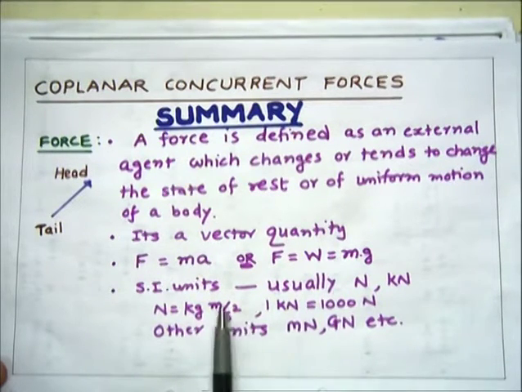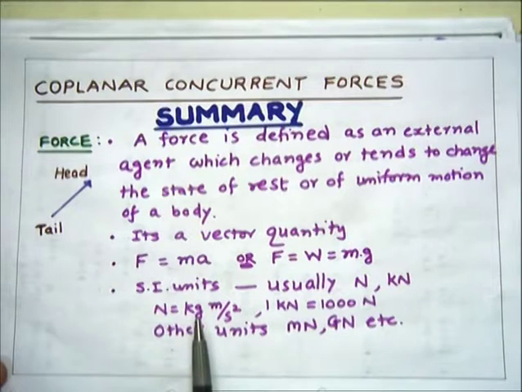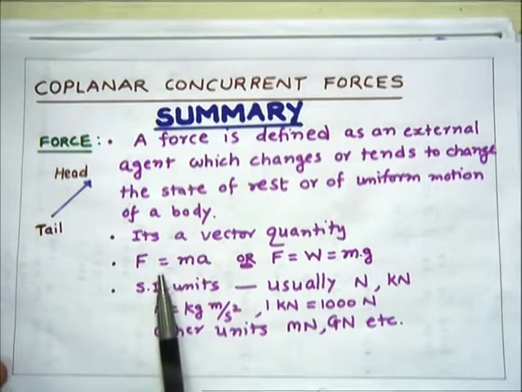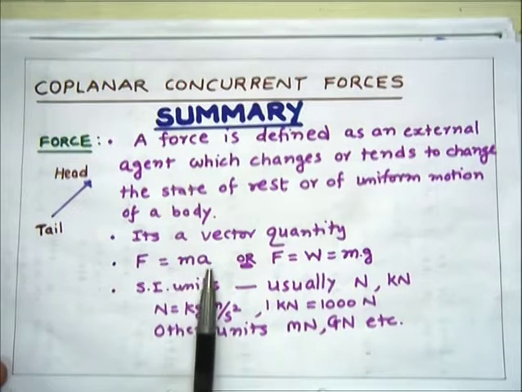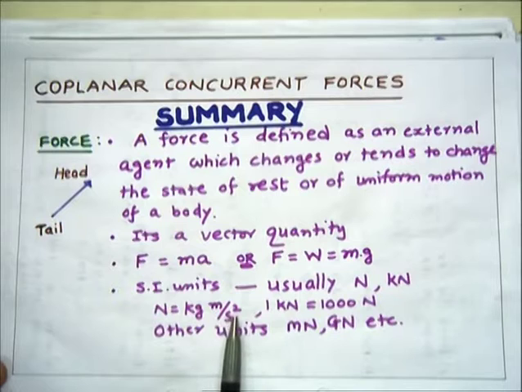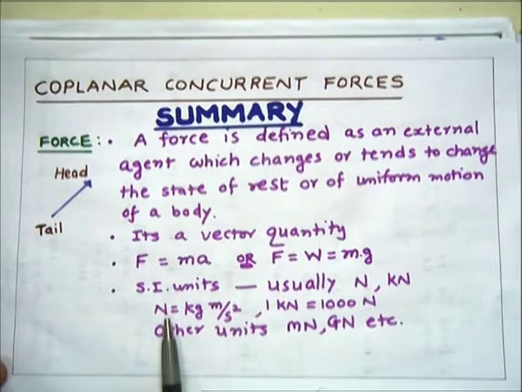Also, the formula of Newton is kg meter per second square, because F is equal to ma. The unit of mass is kg and the unit of acceleration is meter per second square. So when mass is taken in kg and acceleration in meter per second square, then kg meter per second square is the unit of force, which is the basic unit, and that is Newton.